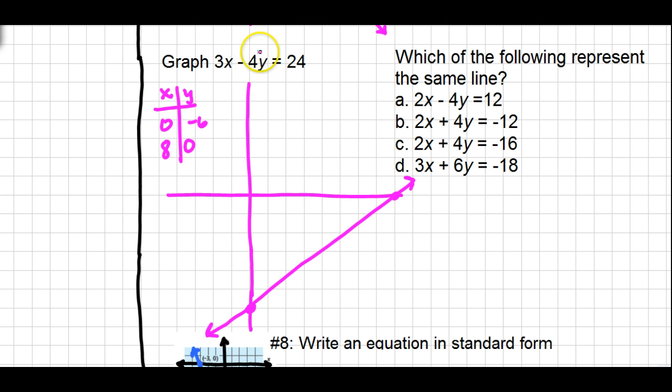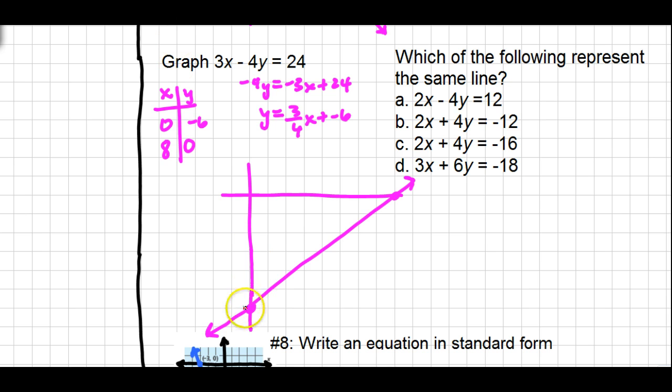Now let's also go ahead and solve this equation for y. So I'd add negative 3x to both sides, and divide both sides by negative 4. Negative 3x divided by negative 4 is going to be positive 3/4 x. 24 divided by negative 4 is going to be negative 6.